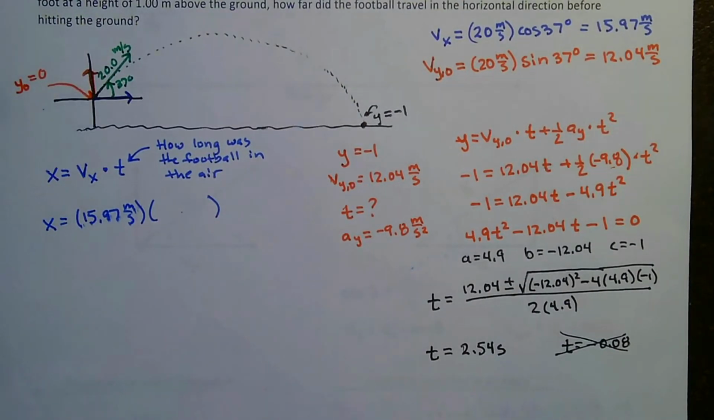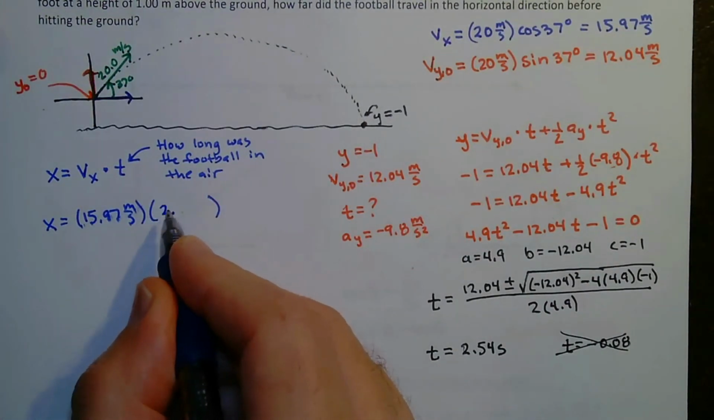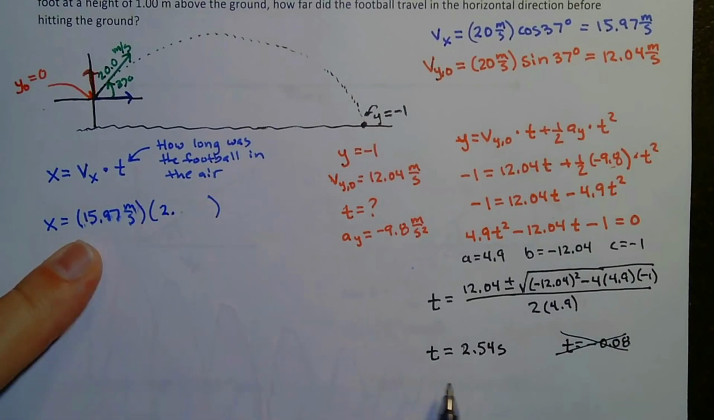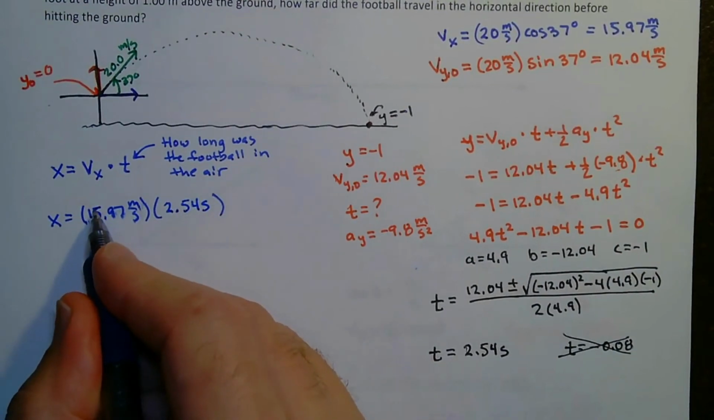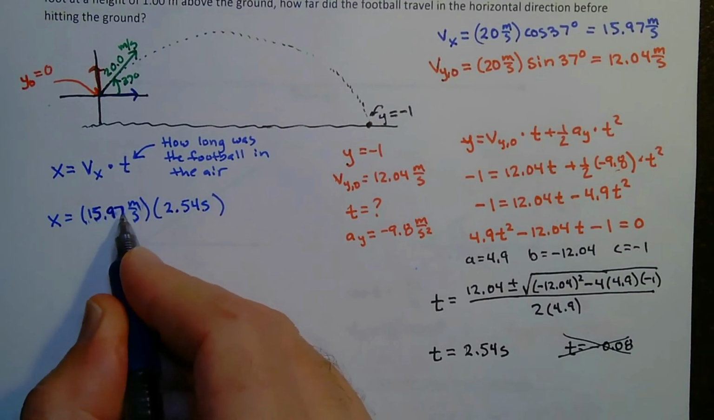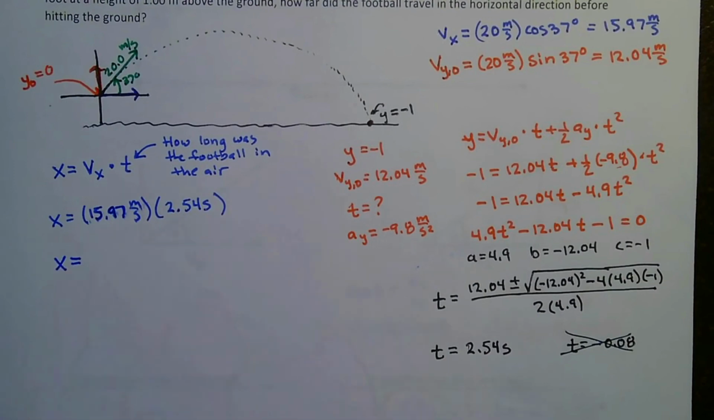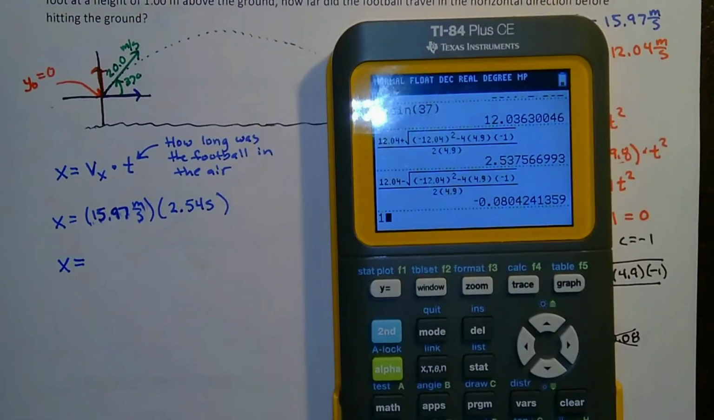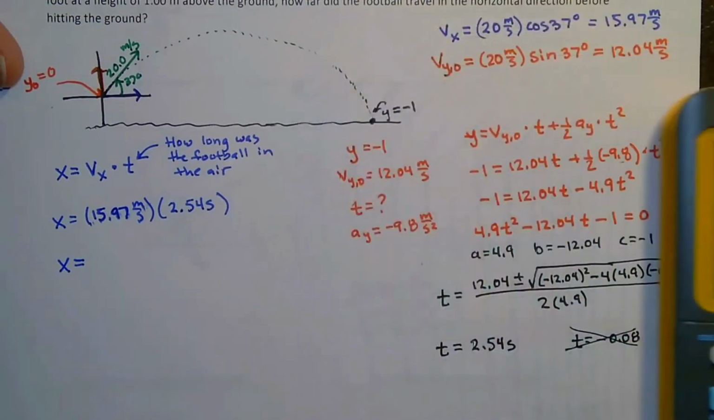All right, so now we're going to come back here. Now that we know that's 2.54 seconds, we can come back here and say, oh, he's going to go this velocity for 2.54 seconds, and then it's going to hit the ground. Okay, so that got a little smudgy. So 12.97 meters per second times 2.54 seconds. So the horizontal distance is going to wind up being 15.97 times 2.54 and 40.56 meters.